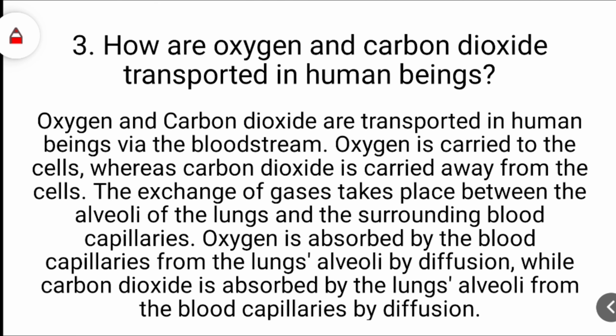Number 3. How are oxygen and carbon dioxide transported in human beings? Oxygen and carbon dioxide are transported in human beings via the bloodstream. Oxygen is carried to the cells, whereas carbon dioxide is carried away from the cells. The exchange of gases takes place between the alveoli of the lungs and the surrounding blood capillaries. Oxygen is absorbed by the blood capillaries from the lungs alveoli by diffusion, while carbon dioxide is absorbed by the lungs alveoli from the blood capillaries by diffusion.